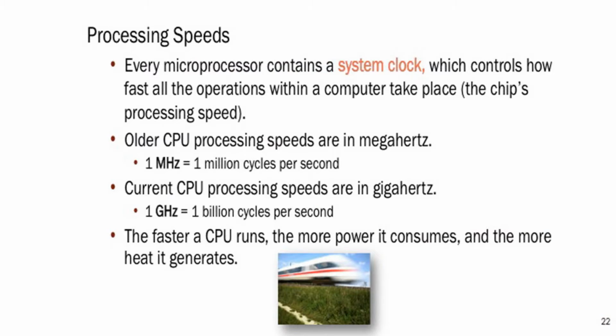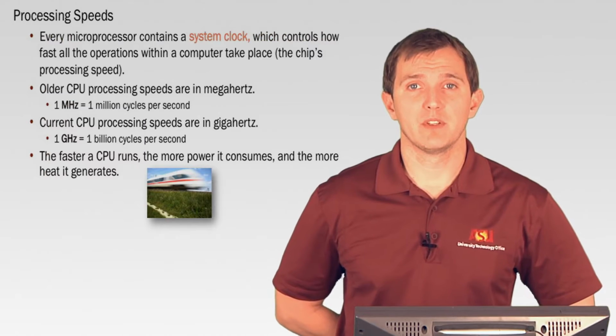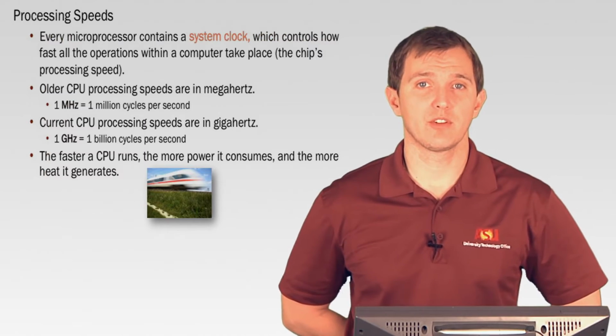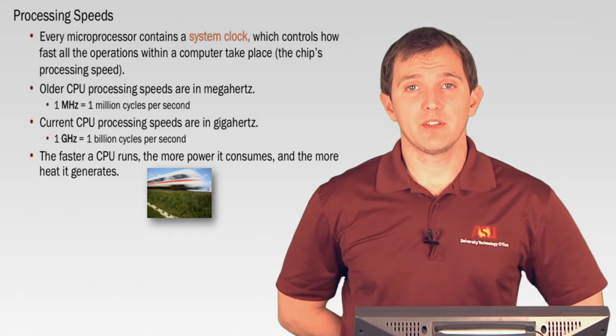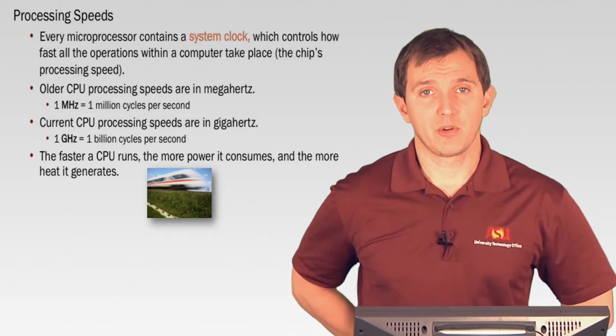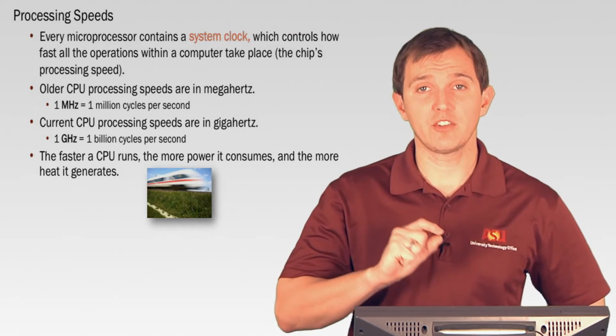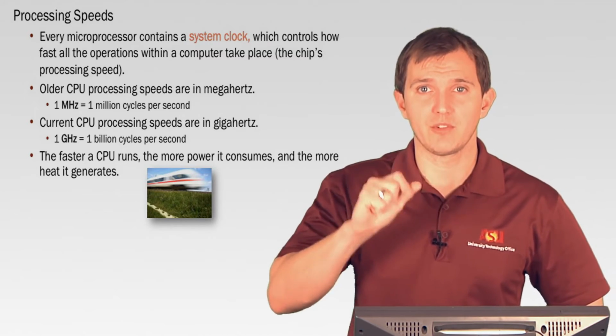Processing speeds. Every microprocessor contains a system clock which controls how fast the computer operations can take place. Now, the system clock is a very interesting thing. Inside of the computer processor, there is a very small crystal that is being electrocuted, and as it is electrocuted, it vibrates at a very specific rate. The faster they can make that crystal vibrate, the faster the computer can work, because each of those vibrations is what they call a clock cycle. It's the amount of time each vibration can be used to open and turn off a transistor again.